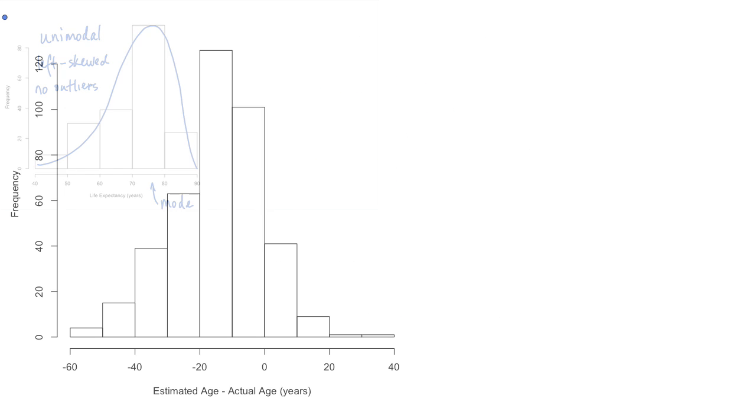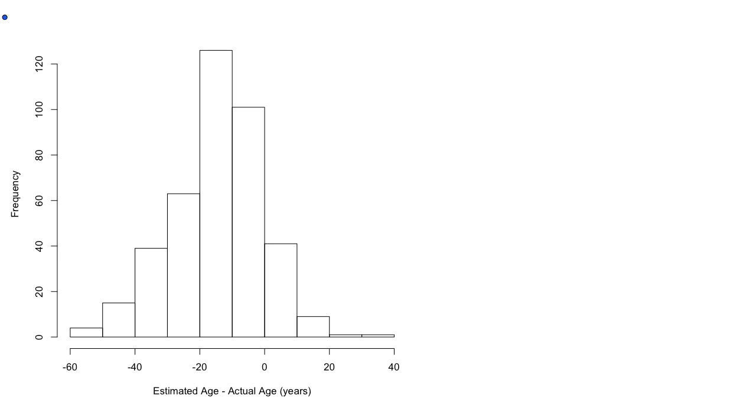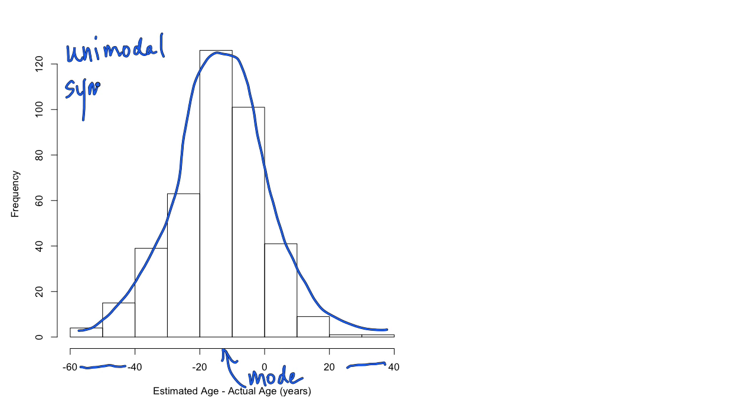Let's look at the histogram for another set of data, the differences between the estimated ages using the Lagrange method and the actual ages at death for our 400 skeletons. The distribution of these data is unimodal, with the peak between -10 and -20 years. Although there may be a few more values in the extremes of the left tail than in the right tail, the distribution is quite close to symmetric about the peak. And there are no outliers.